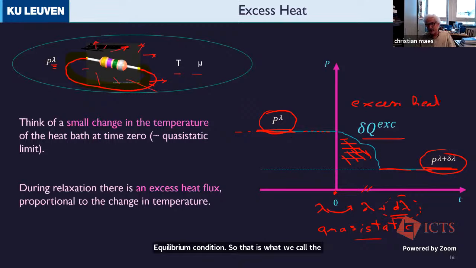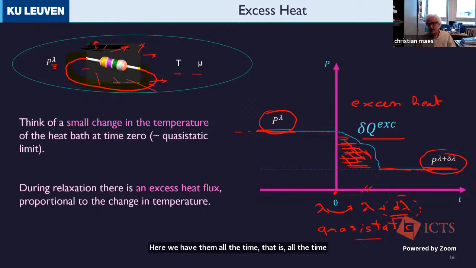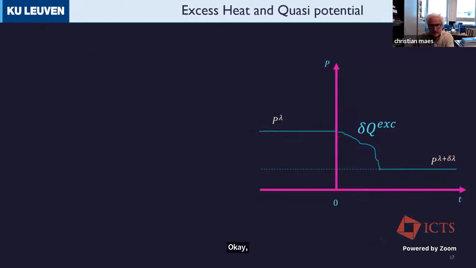So in contrast with equilibrium, where you do not have this dissipated power stationary in the beginning or at the end, here we have them all the time. There is all the time this Joule heating, and we are looking at this excess heat. There are other definitions of excess heat, but the one that I'm taking here is operationally very useful, measurable, we would believe. And in fact, if one enters the mathematics, there is also a geometric expression for that excess heat, which is very analogous to what you have in equilibrium. Okay, so excess heat is defined in this way.